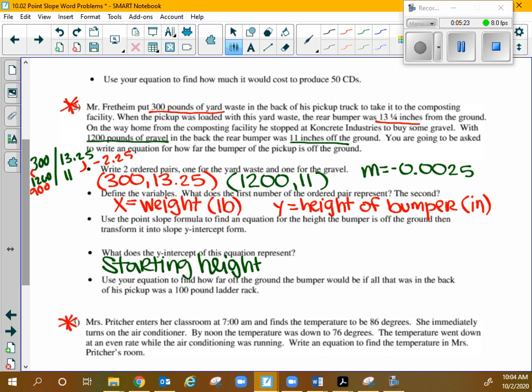Okay, so my point slope equation, it doesn't matter which point I use. Which one would probably be easier? 1,200 and 11, we got whole numbers. So y minus 11 equals negative 0.0025 times x minus 1,200. Okay, I need to convert it into slope-intercept form. So you guys distribute and turn that into slope-intercept form for me.